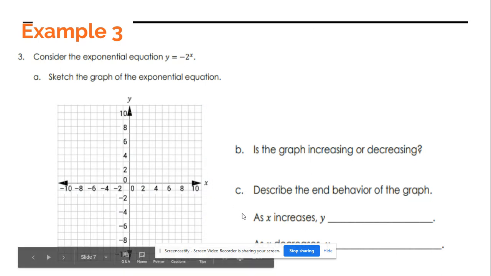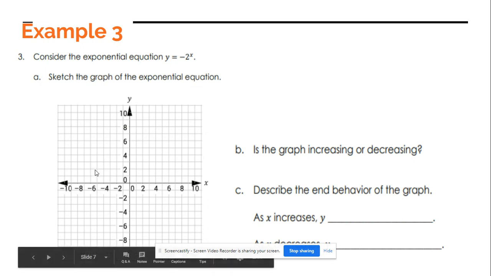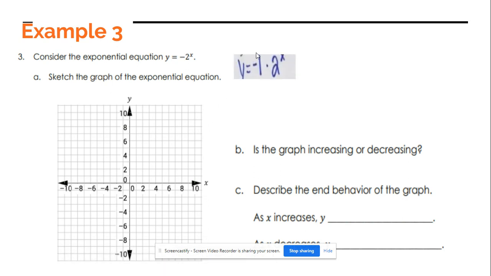When you look at example 3, consider the exponential equation y equals -2 to the x power. We want to identify our a value and our b value from this equation. We want to make a table of values or use our Desmos online graphing calculator to get our ordered pairs, and then plot them over here. So the a value is -1. The b value is 2. -1 times 2 gives us -2.